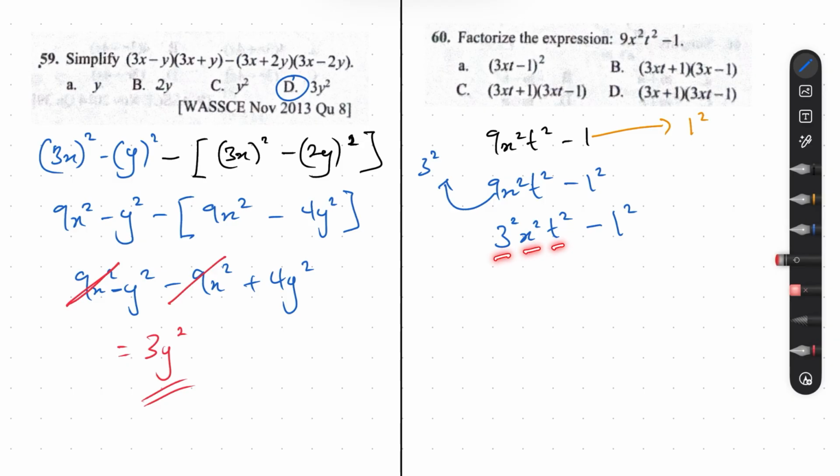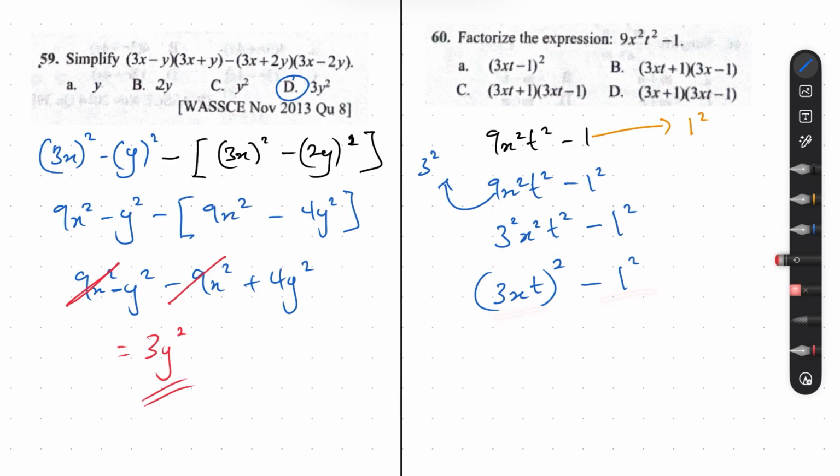Okay, so now these squares, we can take them out of the bracket and put them outside the bracket, and then it will affect all 3 terms. Okay, so we have 3xt, then the bracket, then a square, minus 1 square. So now you can see that it's clearly a difference of 2 squares. This 1 square and this another square.